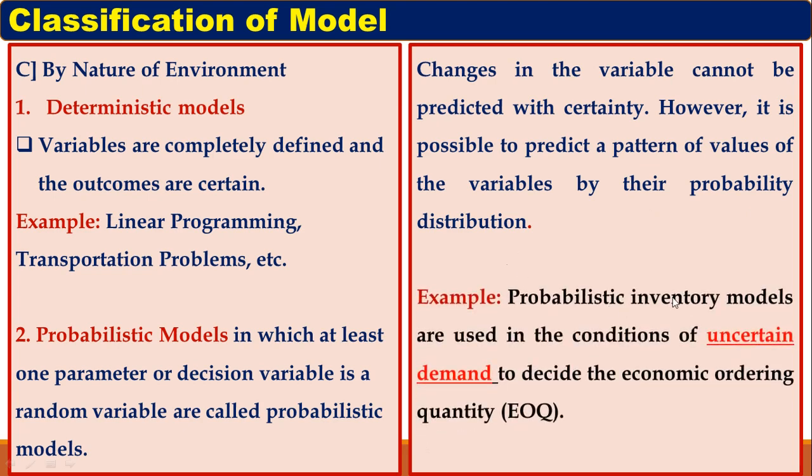An example is probabilistic inventory models, which are used in conditions of uncertain demand to decide the economic order quantity. In certain situations, the demand is uncertain. In the future, how much the demand will be cannot be defined in certain cases. In those cases, the probabilistic inventory model can be used to find out the economic order quantity.